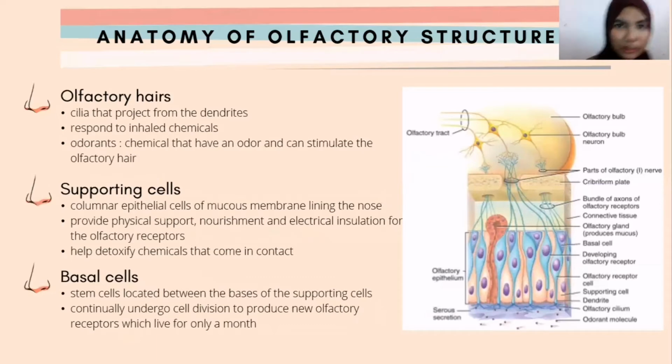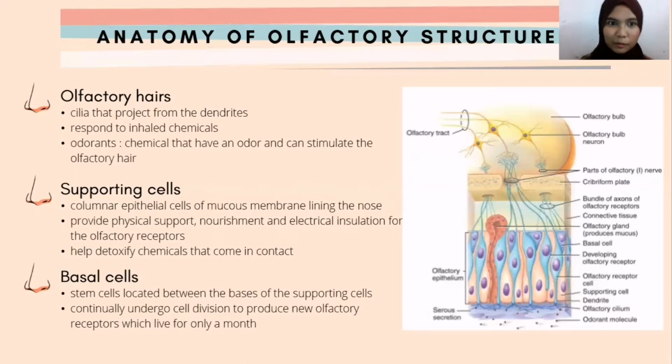Olfactory hairs. This is one of the important components in this anatomy, which are cilia that project from the dendrites and respond to inhaled chemicals. They detect odorants. Odorants are chemicals that have an odor and can stimulate the olfactory hairs. Later, I will tell you how they stimulate it.